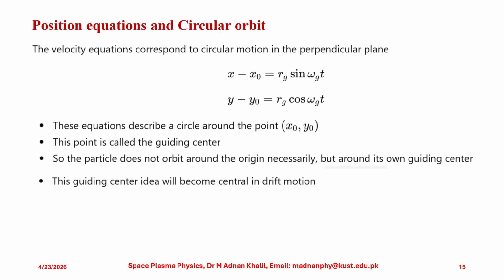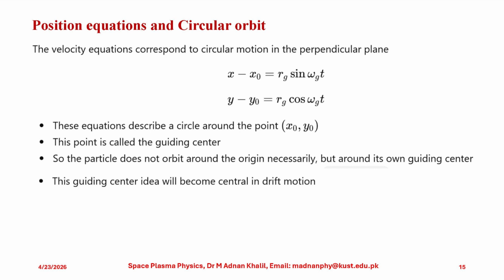The position equations for the perpendicular motion are now written explicitly. X minus x0 equals Rg sine omega g t, and y minus y0 equals Rg cosine omega g t. These are the standard equations of a circle. The point x0, y0 is the center of the circular orbit. This point is called the guiding center. That idea is extremely important. The particle is not required to circle around the coordinate origin. Instead, it circles around its own guiding center.